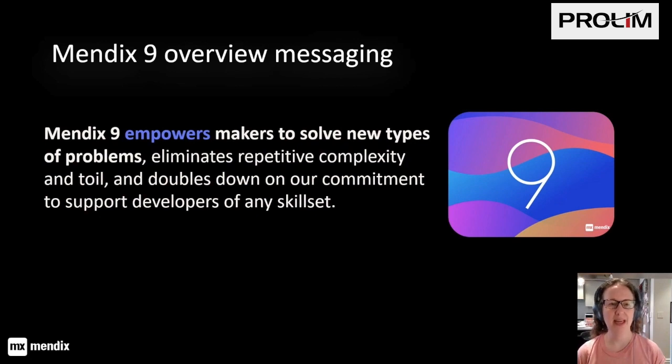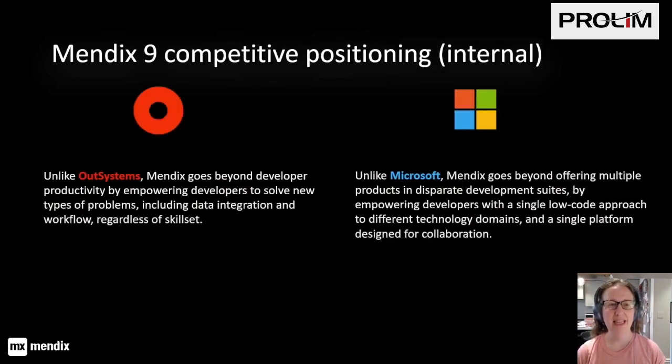When we talk about Mendix 9 and the value it brings to our customers, it's about empowering makers of all skill sets to solve new types of problems. Mendix 9 provides us a really competitive position against both OutSystems and Microsoft. If you look at OutSystems, their key message and value is about developer productivity. We're going beyond that by empowering developers to solve new types of problems, not just to solve the same problems faster, including things like data integration and workflow.